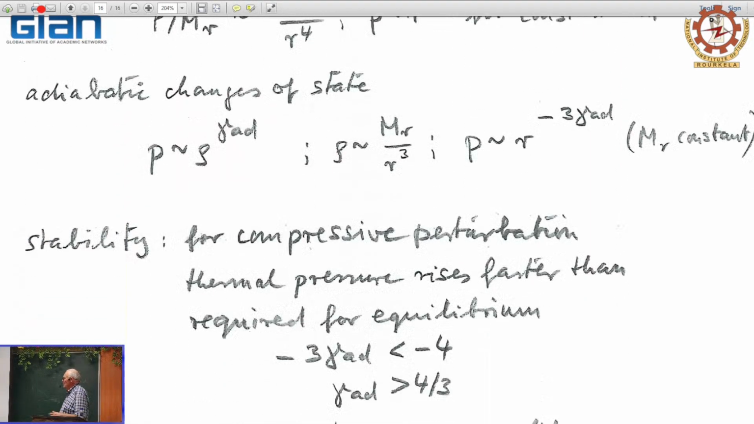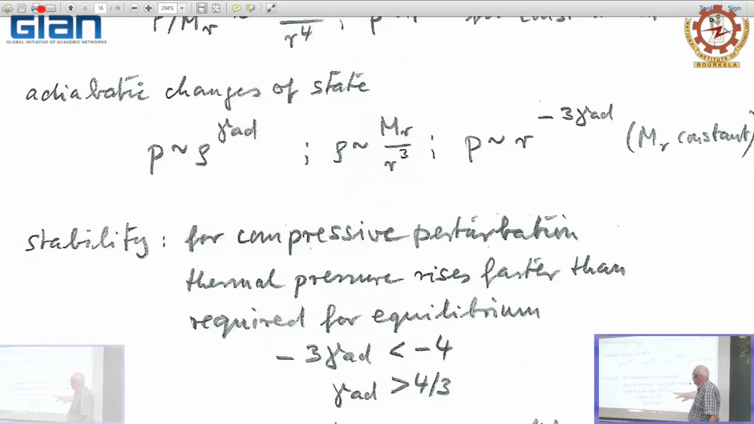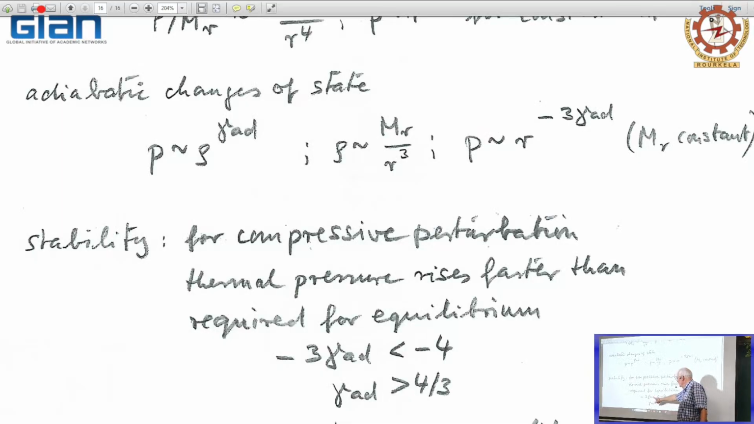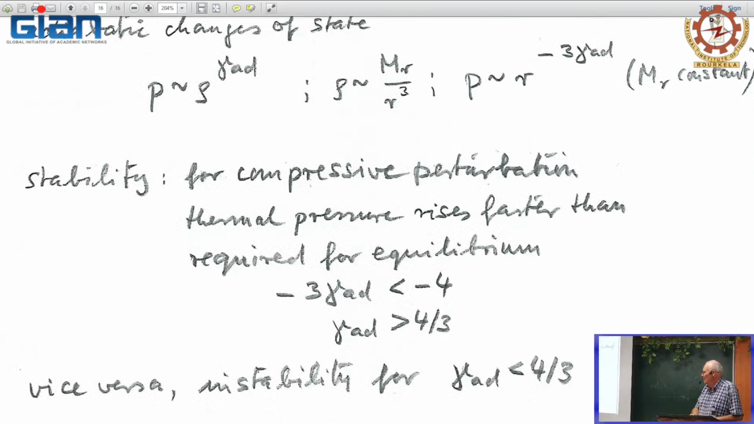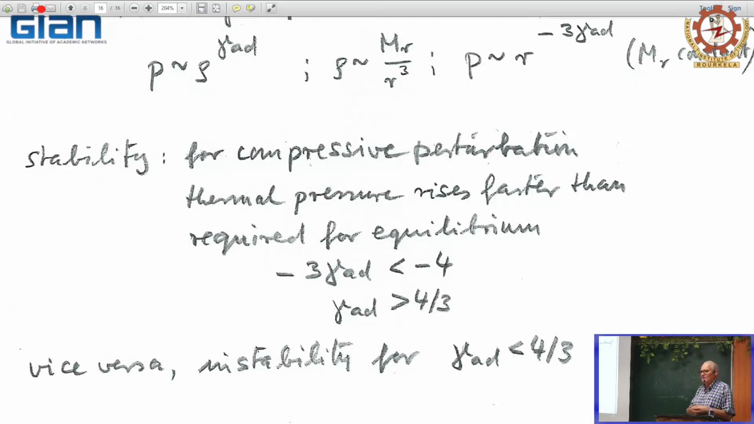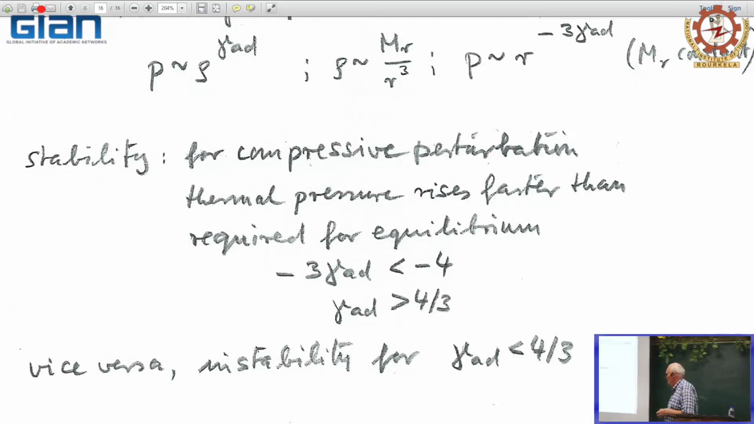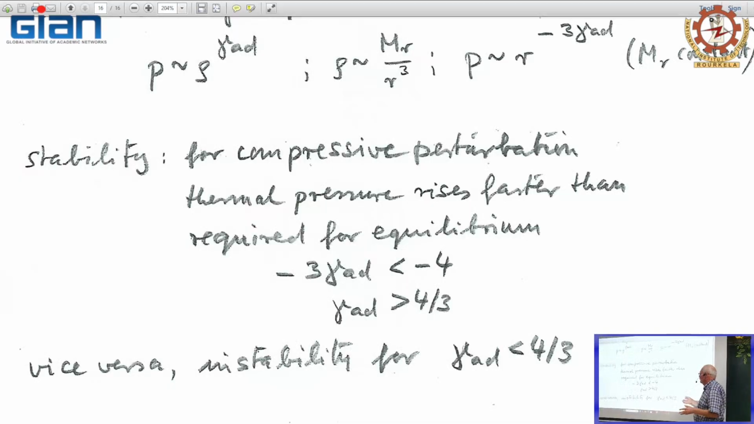Stability means that for a compressive perturbation, thermal pressure rises faster than required for equilibrium. This means minus 3 gamma adiabatic has to be smaller than minus 4, or gamma adiabatic has to be bigger than 4/3, and vice versa. Instability is found once the adiabatic index is smaller than 4/3.